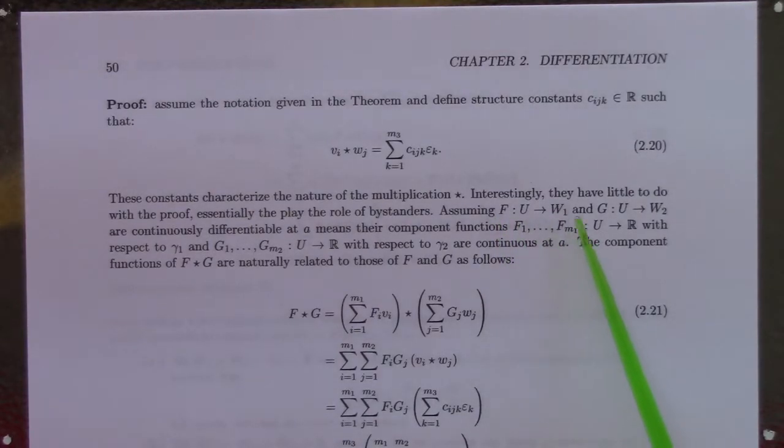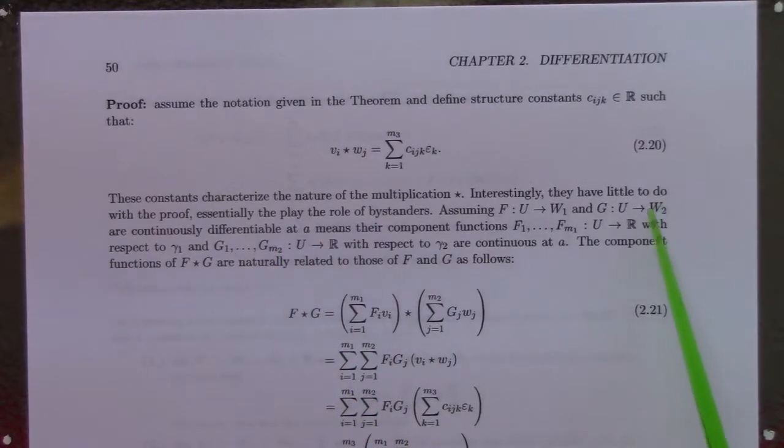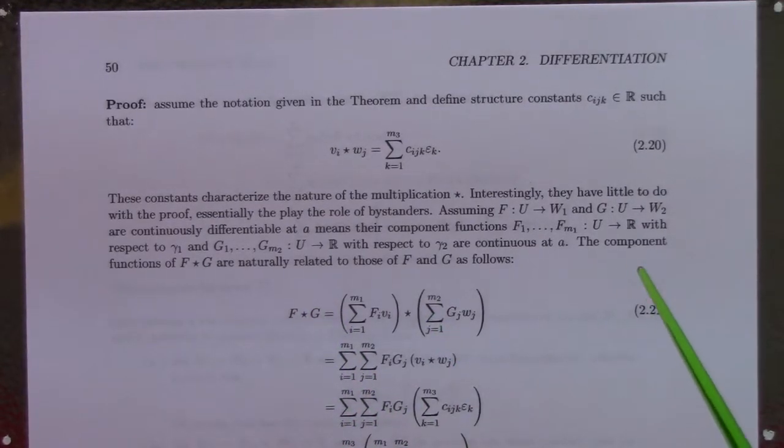So suppose you've got the functions f and g continuously differentiable with component functions f1 through f m1, because W1 is m1 dimensional, and g1 through g m2, because W2 is m2 dimensional, and these are both continuous at a. Then we can calculate the star product of f and g and figure out what the component functions of this are. Is R, I don't know, whatever, I'll leave that to another department.